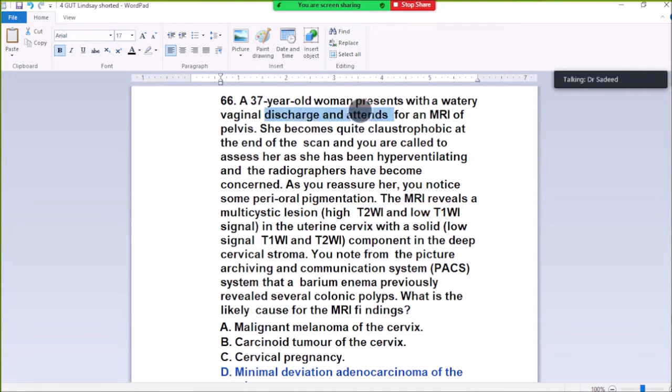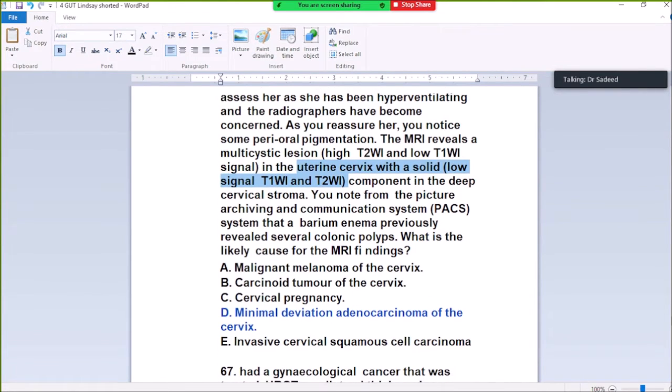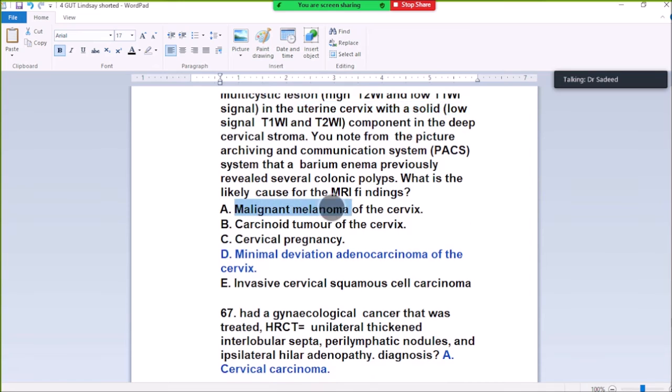watery vaginal discharge, and a multicystic lesion, high on T2 and low on T1 in the uterine cervix with a solid signal component in the deep cervical stroma. This is all related to Peutz-Jeghers syndrome. No other option makes sense. If the patient has Peutz-Jeghers syndrome with a lesion in the cervix, the diagnosis is minimal deviation adenocarcinoma of the cervix.